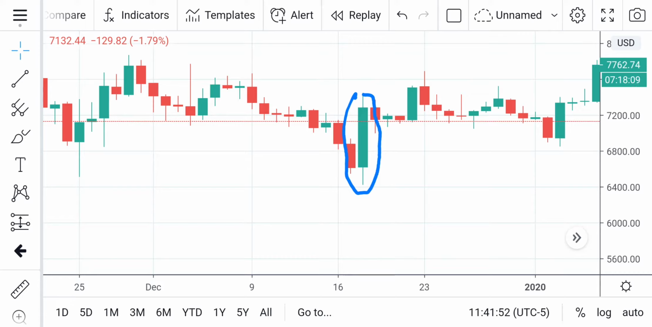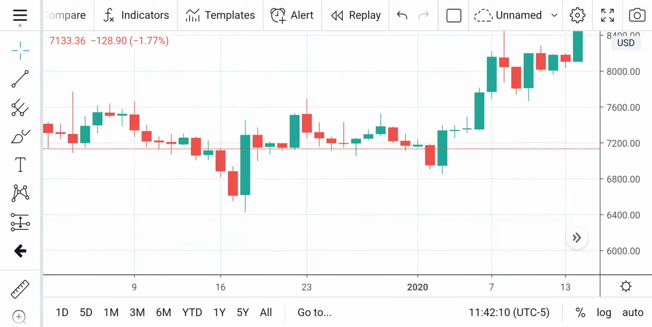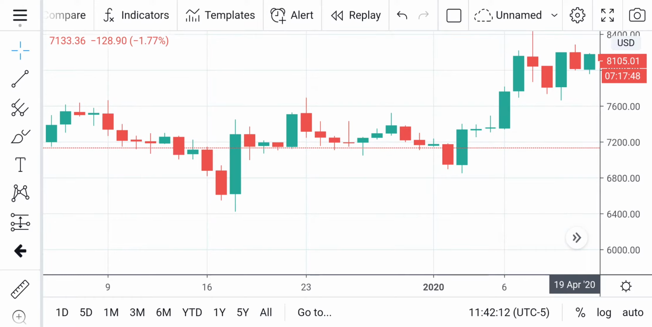What it is actually trying to tell you is that buyers are in control. It's a bullish engulfing pattern. The bullish candle, that's the green candle, is engulfing, covering the bearish candle, which is the red candle. So let's move on.